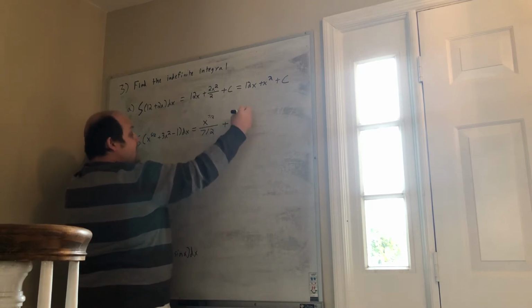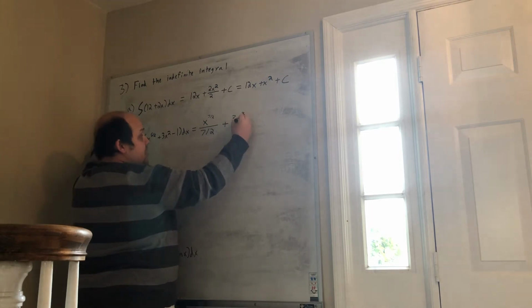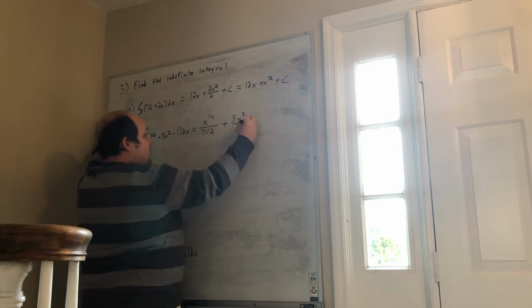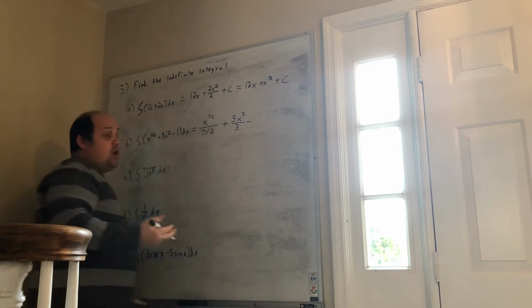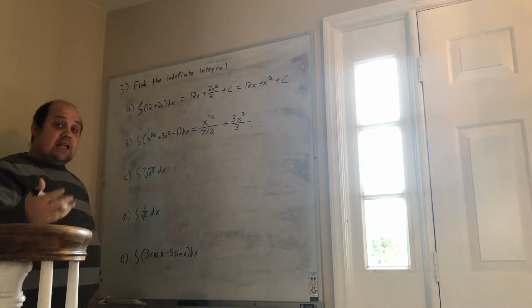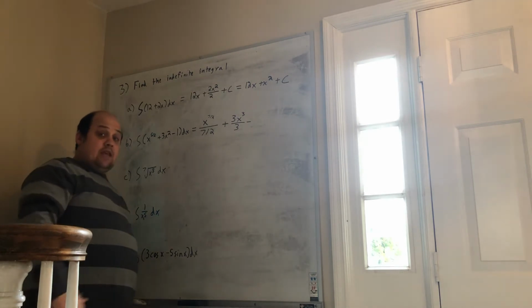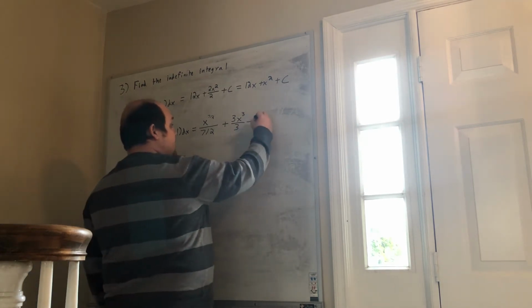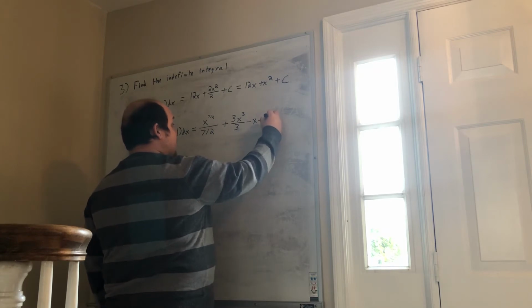3x used to be to the second power. If I add 1 to that, becomes x to the third. Divide by the new power. Finally, a -1. All I do if it's a constant is plug an x in with it. So it really would be -1x, which I can call -x. I then have to do plus c.